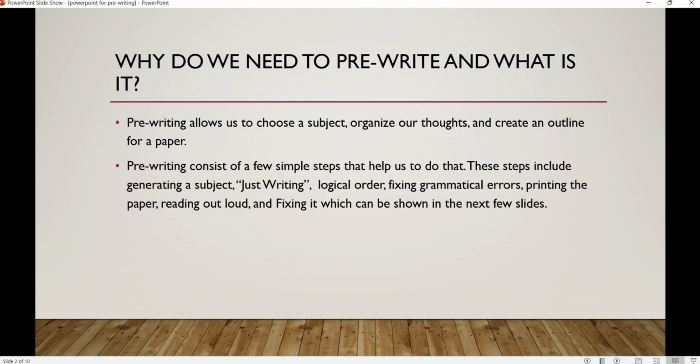Why do we need to pre-write and what is it? Pre-writing allows us to choose a subject, organize our thoughts, and create an outline for a paper. Pre-writing consists of a few simple steps that help us to do that.